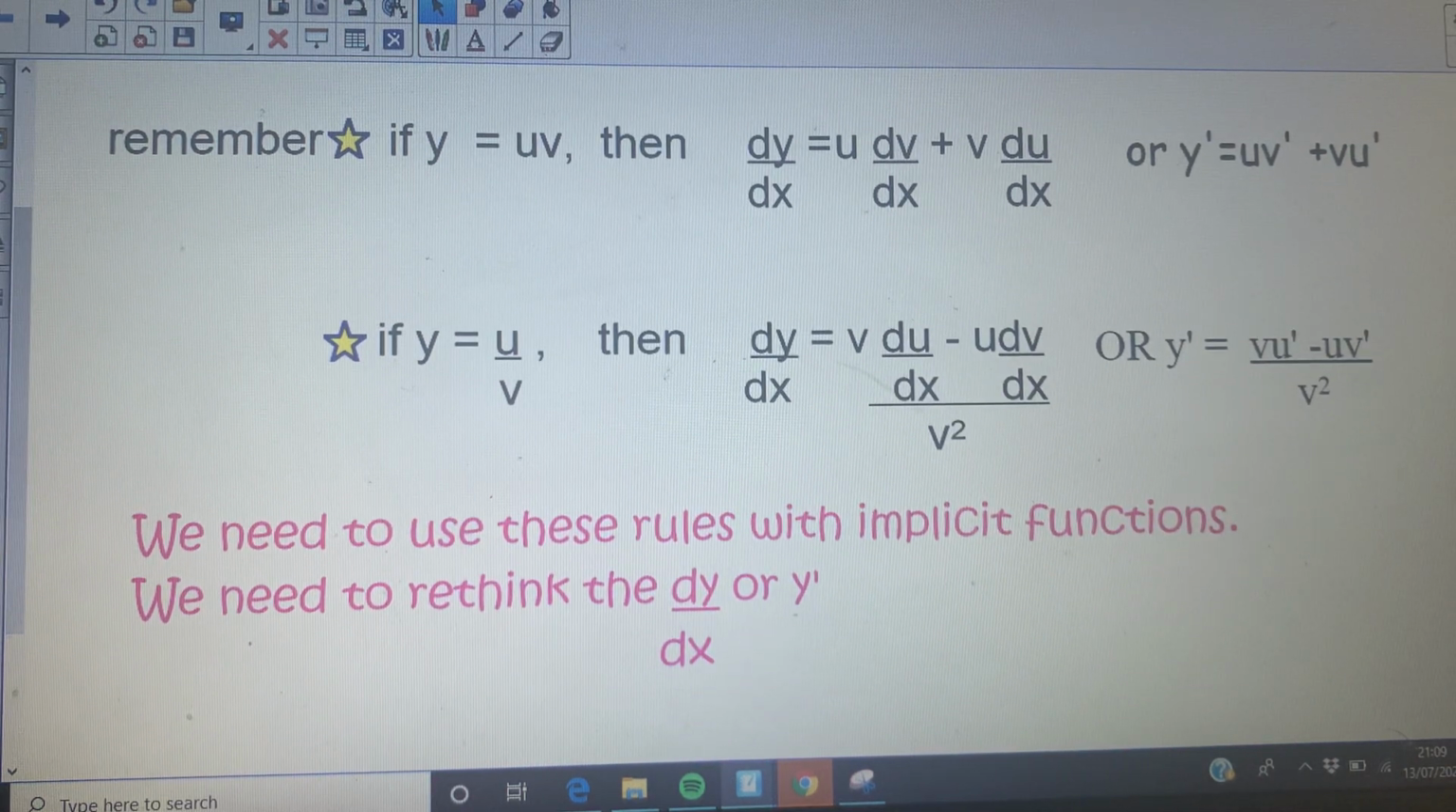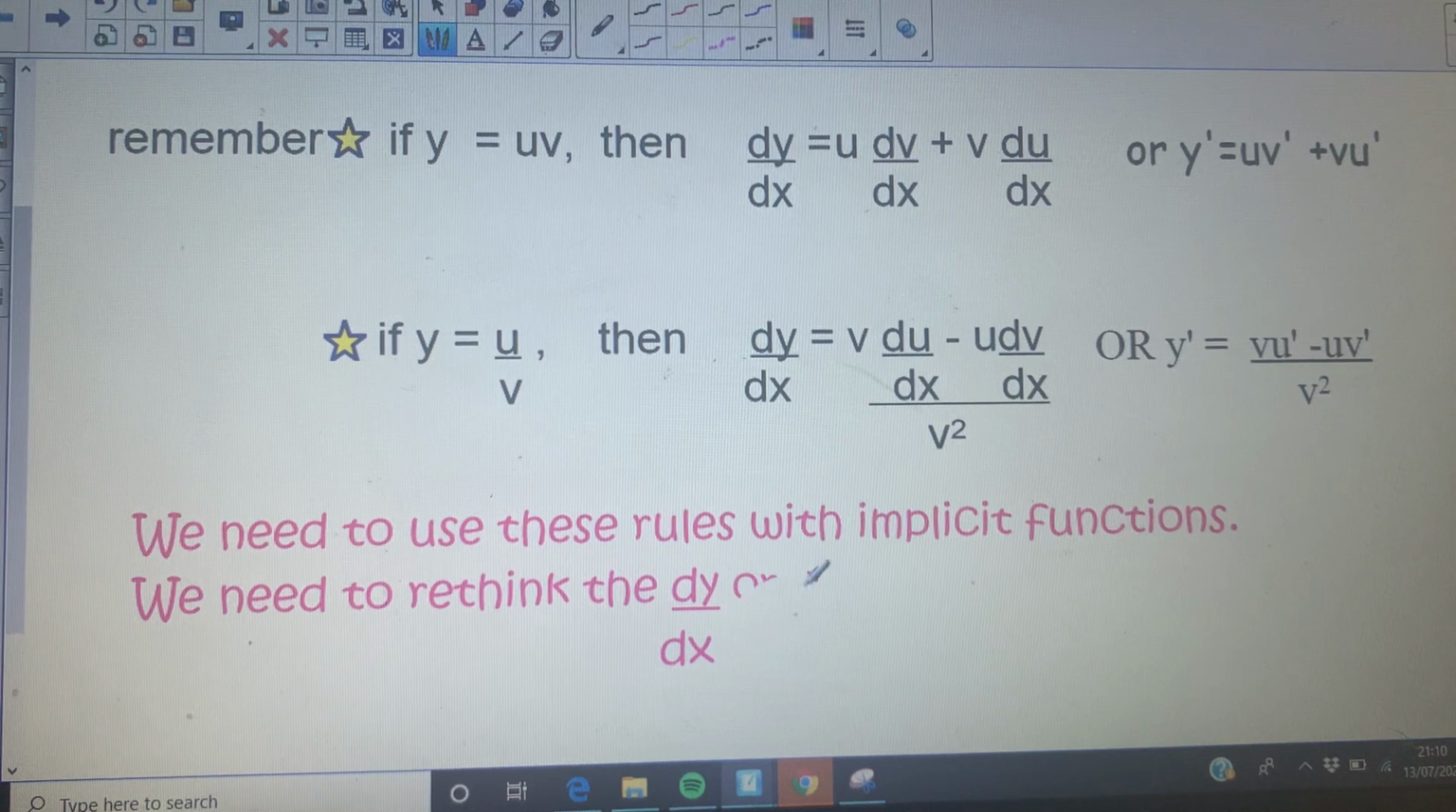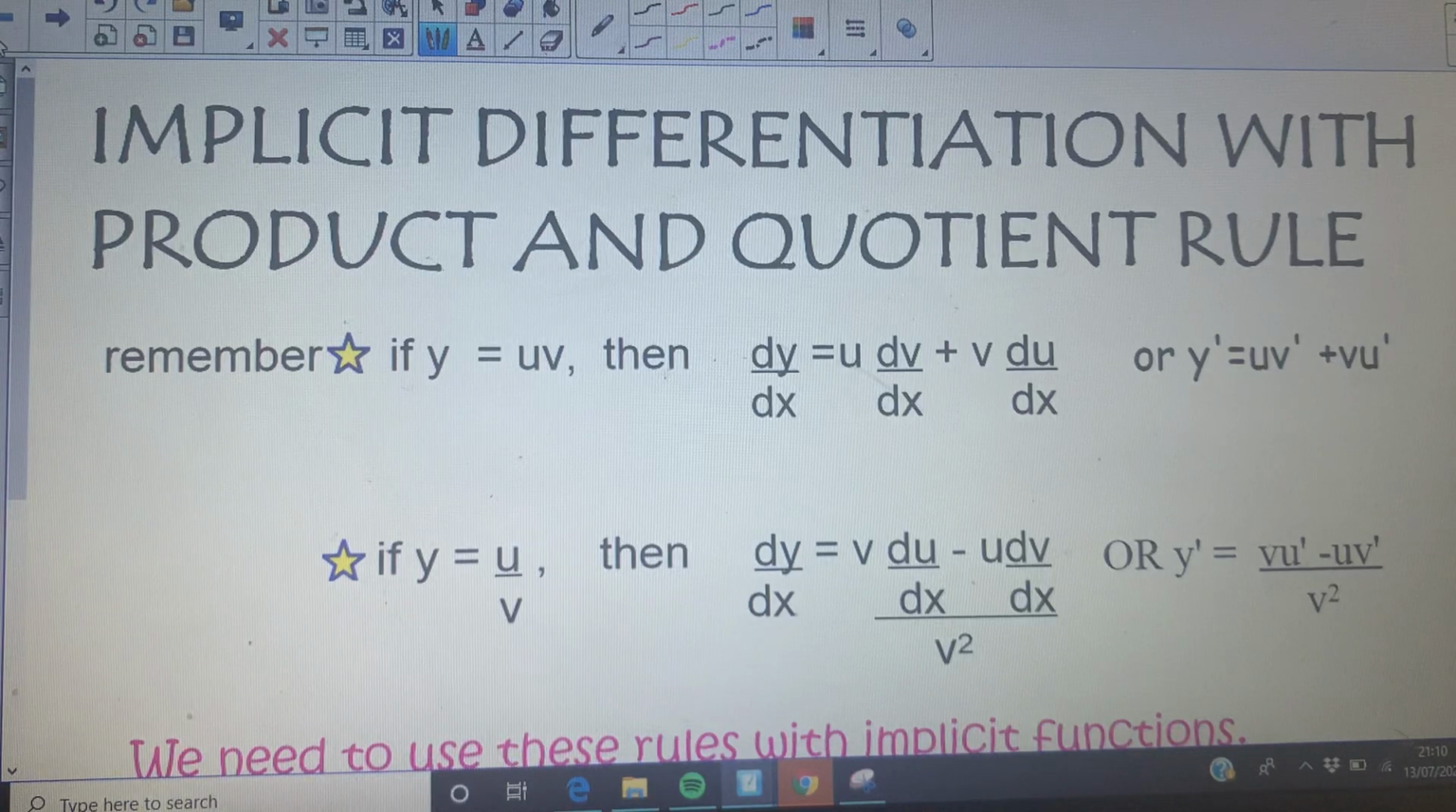To extend these rules to be able to differentiate implicit functions, I've got here, we need to rethink this dy dx or the y dash. It's really because we have that in the question. Now, I really like these shorthand formulas for differentiating explicit functions. However, when you're doing implicit differentiation, essentially you really are just using dy dx. Okay, essentially that is, we tend to not use the y dash.